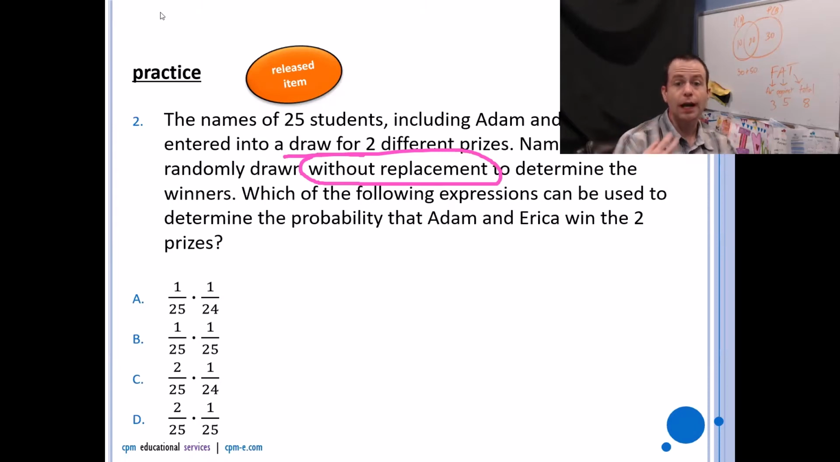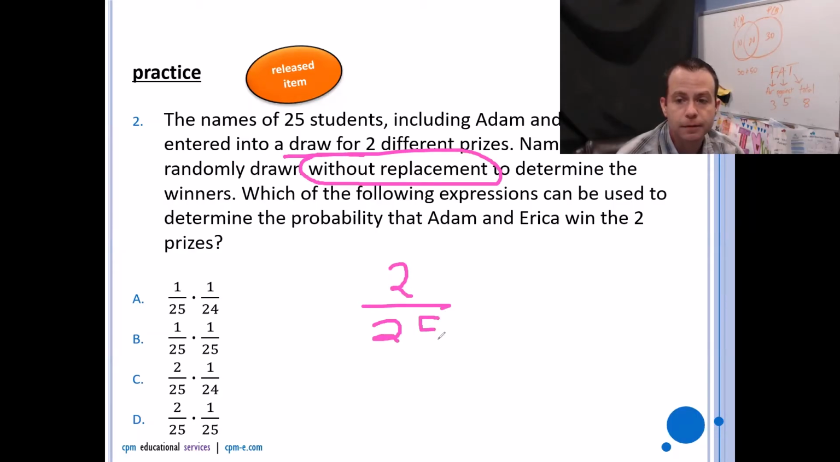Okay, so to get the first prize, how many events are favorable and how many are total? Well, I have 2 events favorable. Either Adam could get it or Erica could get it. Okay, out of how many are in total? 25 are in total. So for the first probability, I'm going to have 2 over 25 because I've got Adam and Erica here and I've got 25 prizes. For the second probability, remember, because they're dependent events, the second probability assumes the first probability has occurred.